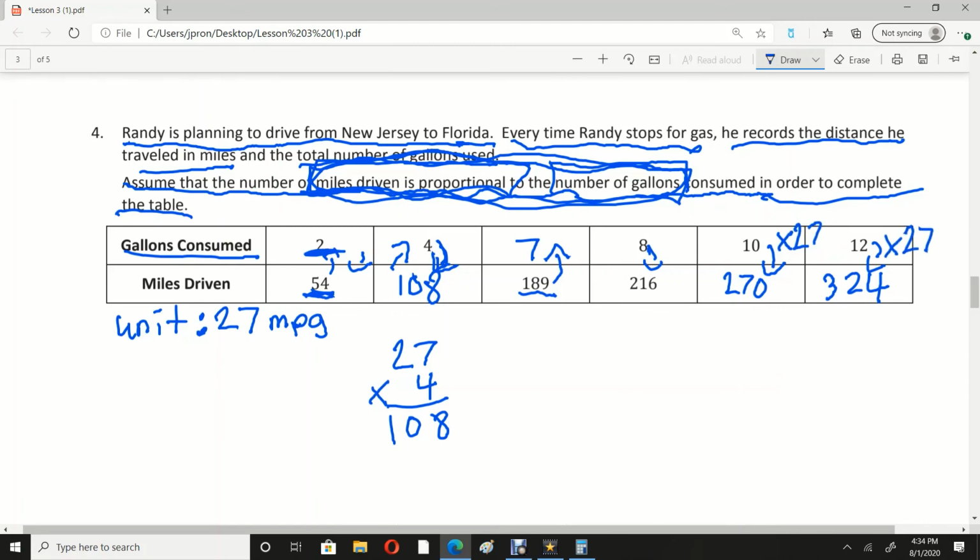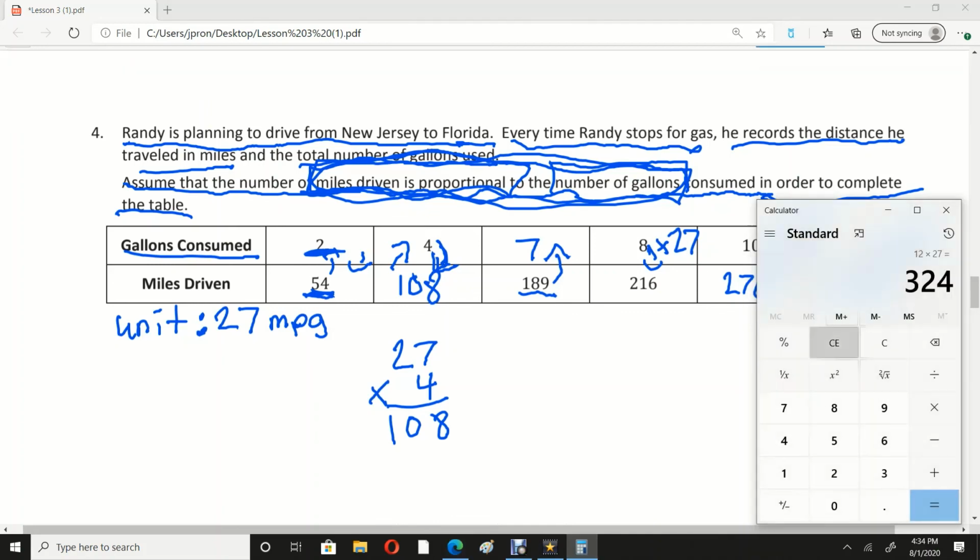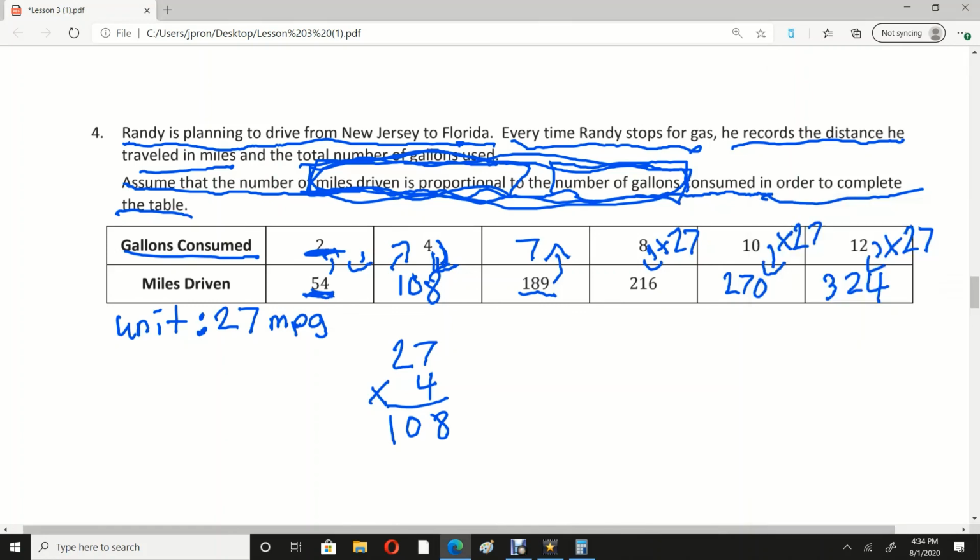What about the other piece of information we were given? So here we were given 8 gallons consumed in 216. So does that make sense? 27 times 8. Yeah. So if we didn't know it was proportional, then we couldn't use this process, right? And again, we multiplied going down and we divided going up.